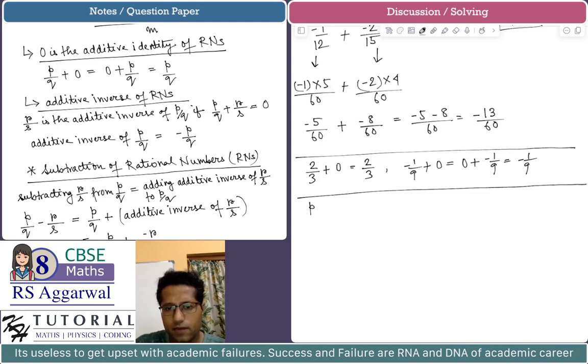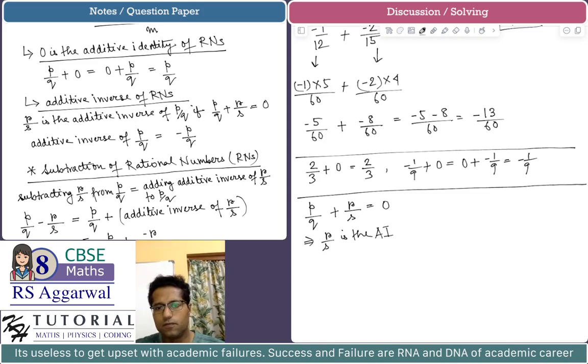So let's say I have a rational number P by Q, and we are having the addition of two rational numbers equal to 0, let's say P by Q plus R by S equals 0. This will imply that R by S is the additive inverse, short writing AI. Now do not misunderstand AI with artificial intelligence. It is additive inverse.